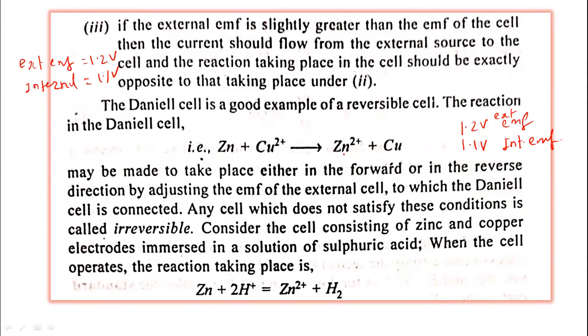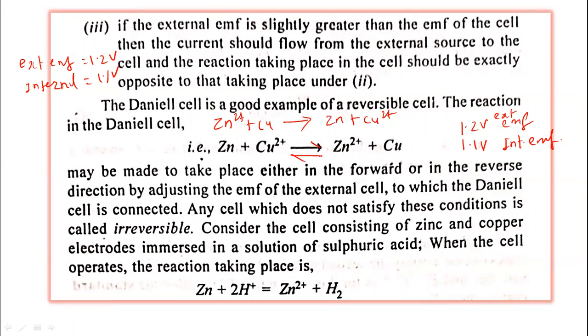The cell reactions are reversed. The cell reactions will be reversed. Zn2+ reacts with copper metal, and there is formation of zinc metal and copper 2+ ion. So this reverse reaction will take place. It means that this Daniell cell is a reversible cell.